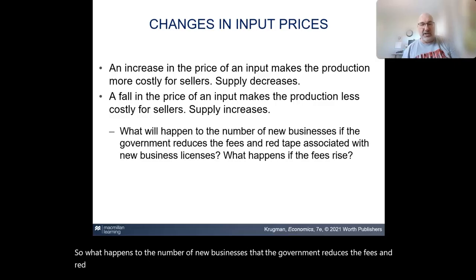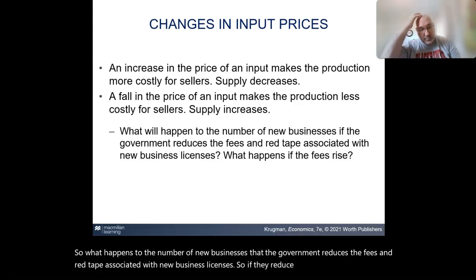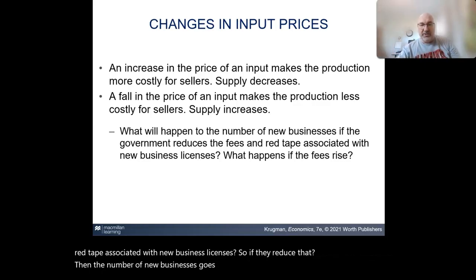So what happens to the number of new businesses if the government reduces the fees and red tape associated with new business licenses? If they reduce that, then the number of new businesses goes up. If they increase those fees, new businesses go down.